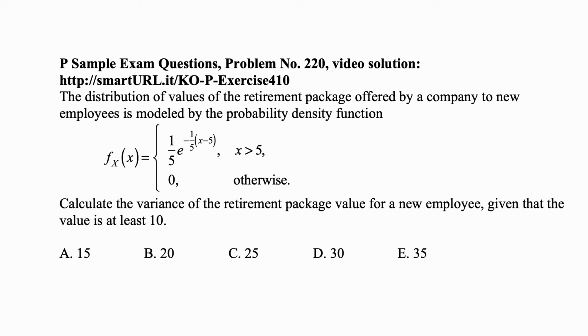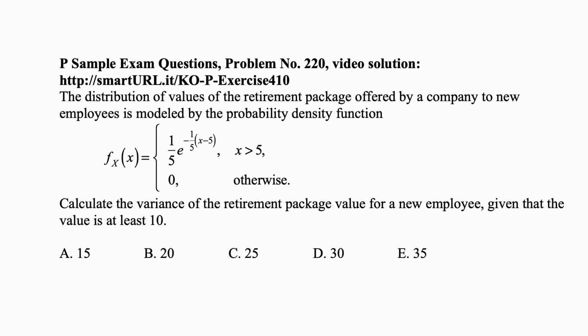So the thing is that you really should just guess the answer immediately by looking at this. What we have here is a shifted by 5 exponential distribution with mean 5. And then we are told, well, what if we look at it only for values more than 10? Well, the memoryless property of the exponential distribution says it doesn't make any difference. So the variance will be the same.